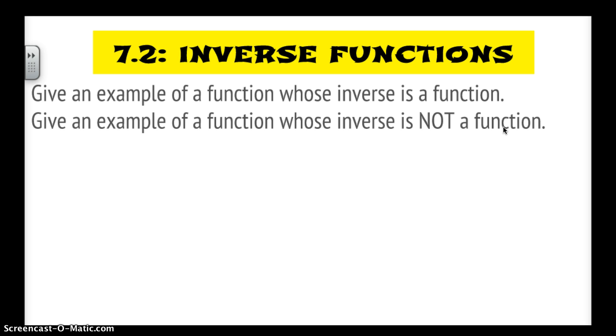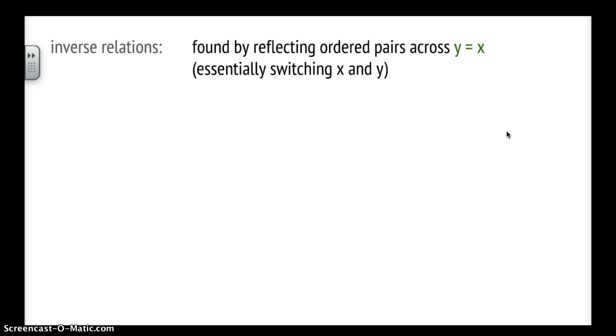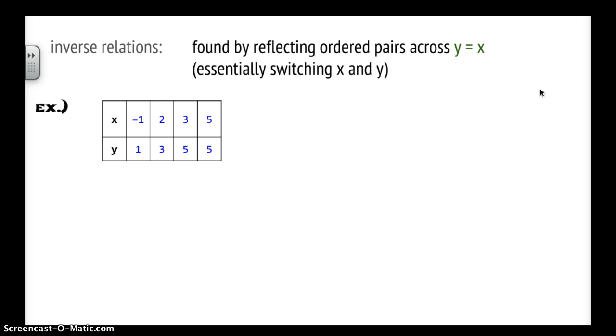So let's look at, first of all, kind of as an intro, inverse relations, right? Inverse relations are found by reflecting the ordered pairs across the line y equals x. Essentially what we're doing is we're switching x and y. So let's look at a quick example. Here is a relation, right? These are ordered pairs. A relation compares an input and output, x and y. The domain here would be -1, 2, 3, 5, and the range would be 1, 3, 5.